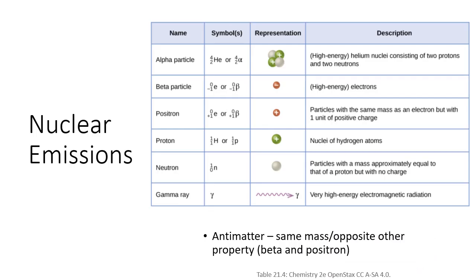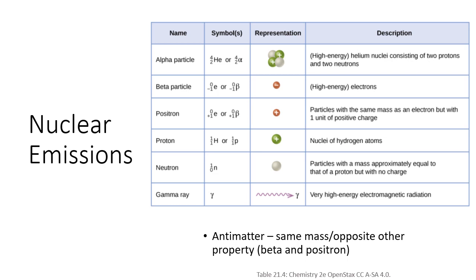The most common types of decay we already talked about: alpha, beta, and gamma rays. But in addition, you can also emit a positron, a proton, or a neutron from your nucleus. Alpha particles are composed of 2 protons and 2 neutrons. Beta particles are electrons, and positrons are positively charged particles with the same mass as an electron. Protons have an atomic mass of 1 and are positively charged. Neutrons have an atomic mass of 1, but they are neutral. And gamma rays are high-energy electromagnetic radiation, so think a wave.